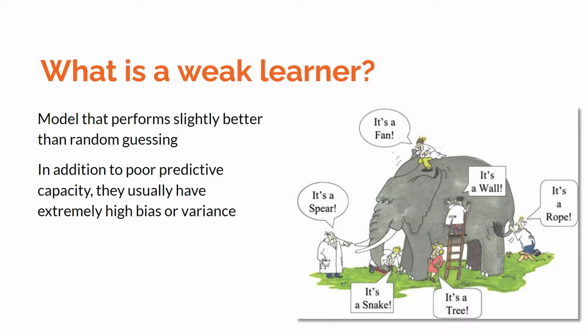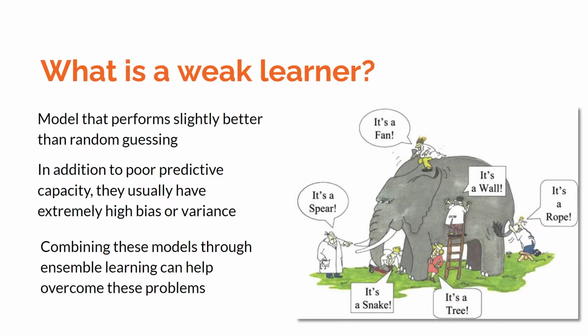In the lighthearted example here, we have blind data scientists attempting to correctly classify this animal, but they only have access to a portion of it. The scientist in the front is feeling the tusks and says, I think it's a spear. The scientist feeling the trunk says, no, it's a snake. And the scientist on top, waving the ear back and forth, says, I think it's a fan. So you can see that each of these data scientists only has access to a small portion of the data.